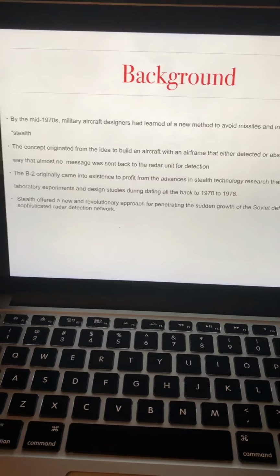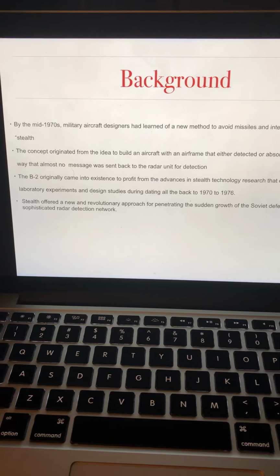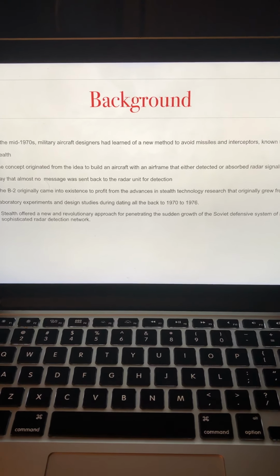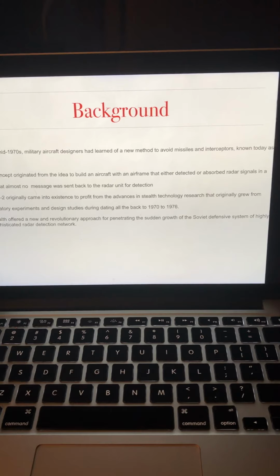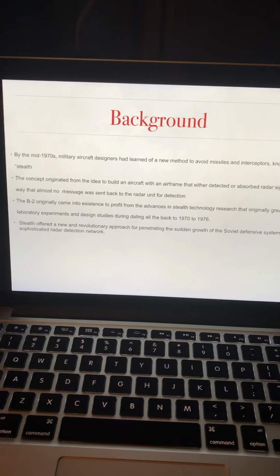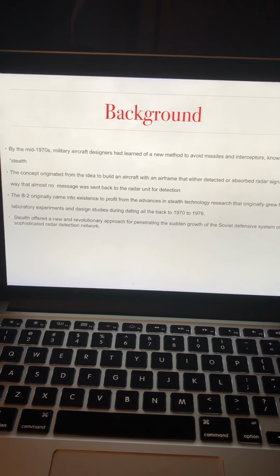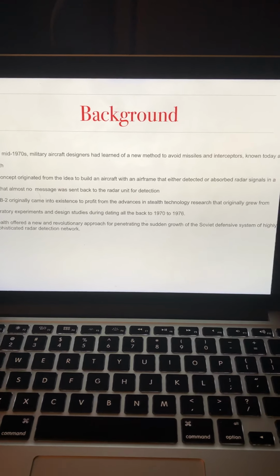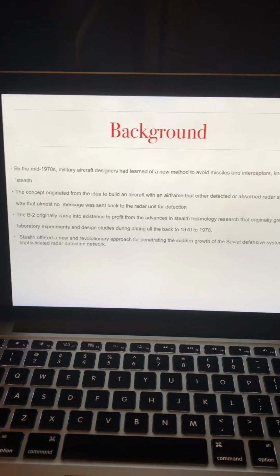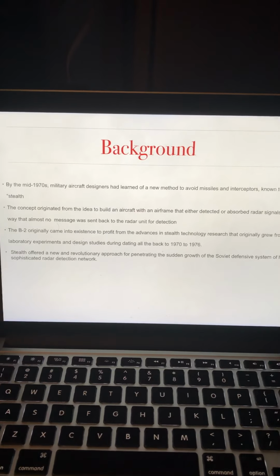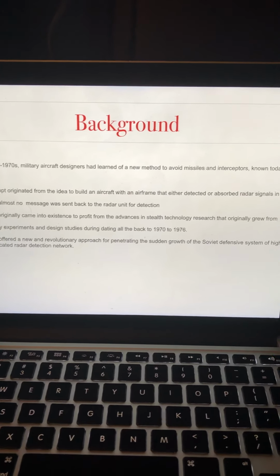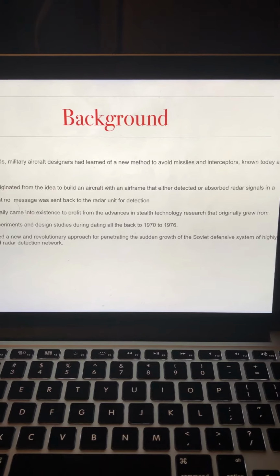So the background. By the mid-1970s, military aircraft designers had learned a new method to avoid missiles and interceptors, known as stealth. The concept came with the idea of building an aircraft with an airframe that either deflected or absorbed radar signals in a way that almost nothing was sent back to the enemy radar unit for detection.